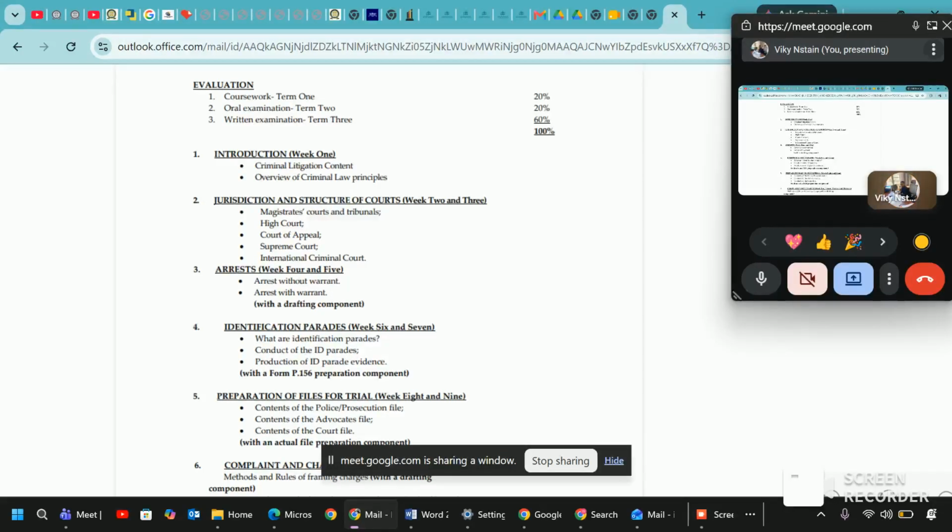So if you check on the first week, you are required to master generally the criminal litigation contents and overview of the criminal law principles. Then you are to check on the jurisdiction and structure of courts. Then arrest without warrant and arrest with warrant. So if you are keen, we have been told to use a drafting component where we have arrest without warrant and arrest with warrant. So these are the issues that we can't skip because anything is possible at this time.